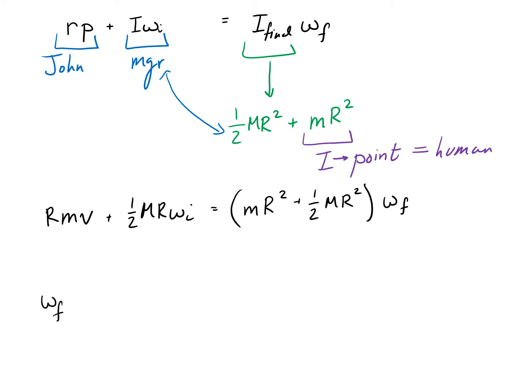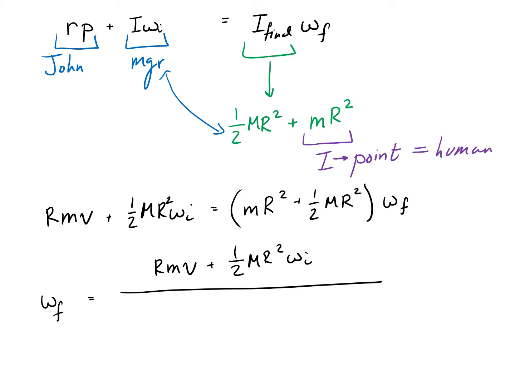So omega f is going to be equal to mr, oops, sorry, that should be r squared omega I divided by mr squared plus 1/2 MR squared. So we are now to the point where we can plug in some numbers.